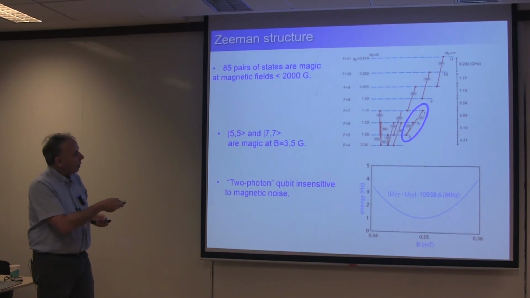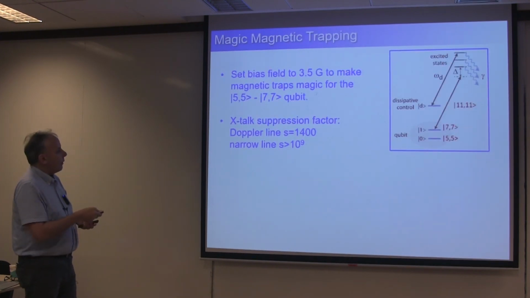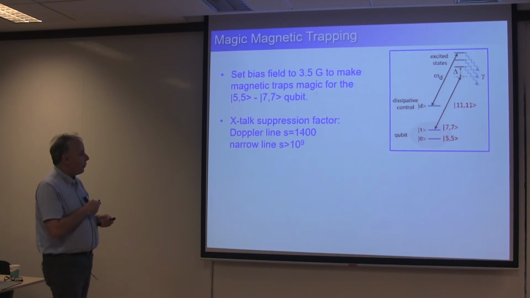So what we're considering here is this pair of states as a qubit, which can be magnetically trapped and be insensitive to noise, and then the F equals 11 state up here for our dissipative control, giving these very large spectral isolation factors.